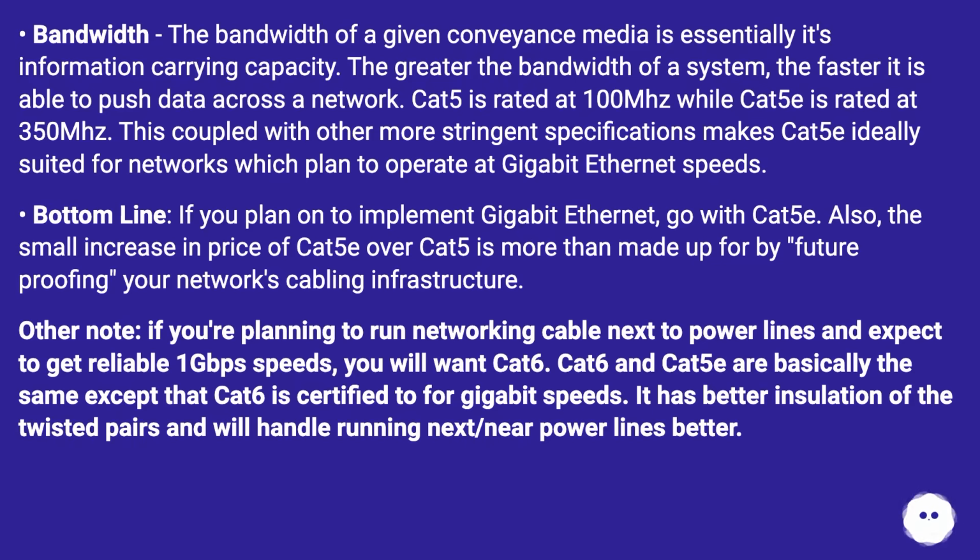Also, the small increase in price of CAT5e over CAT5 is more than made up for by future-proofing your network's cabling infrastructure. Another note, if you're planning to run networking cable next to power lines and expect to get reliable 1 Gbps speeds, you will want CAT6. CAT6 and CAT5e are basically the same, except that CAT6 is certified for gigabit speeds. It has better insulation of the twisted pairs and will handle running near power lines better.